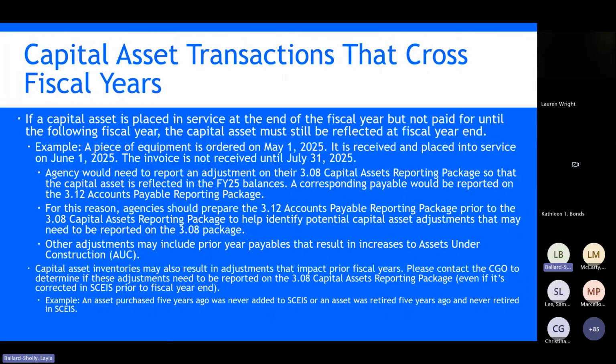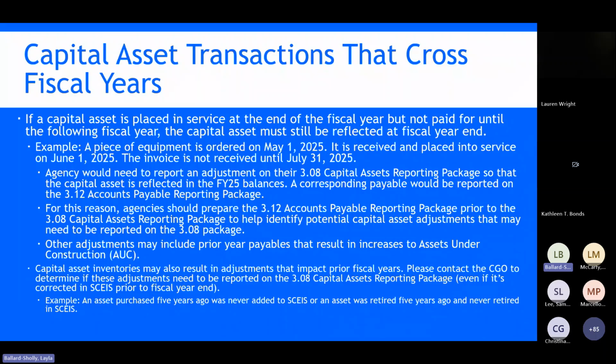Outside of that situation, you could also have, when you do your inventories, which you're supposed to, some adjustments that might impact prior fiscal years. Let's say you found an asset that was purchased 5 years ago that was never added to SKIS, or on the flip side, you found one that was retired 5 years ago, it was physically retired, but never removed from SKIS.